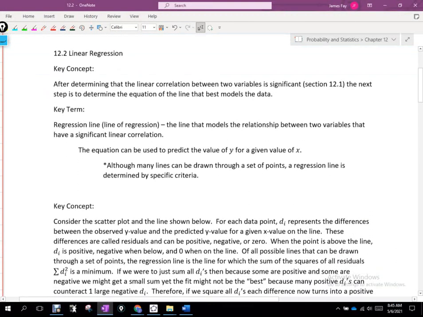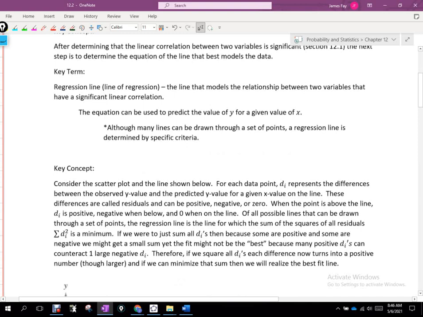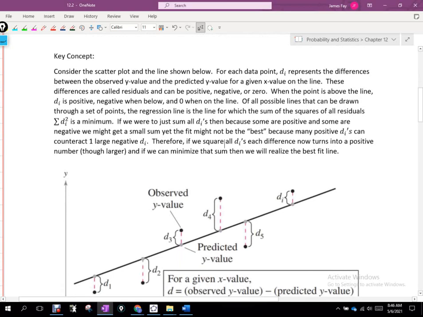So the key concept, it says, after determining that a linear correlation between two variables is significant, so after we do the hypothesis testing, the next step is to determine the equation of the line that best models the data. So the regression line, sometimes called line of regression, line of best fit, all appropriate ways of naming this thing. It says the line that models the relationship between two variables that have a significant linear correlation. So the equation can be used to predict the y value for a given value of x. It says although many lines can be drawn through the set of points, a regression line is determined by specific criteria.